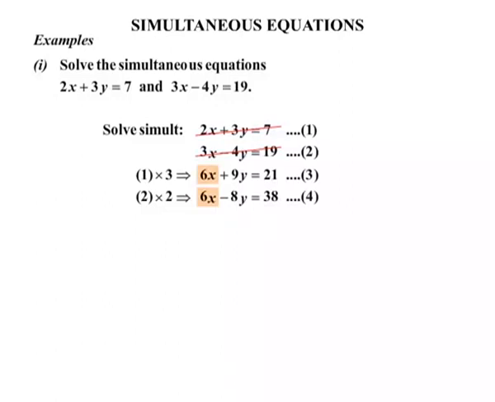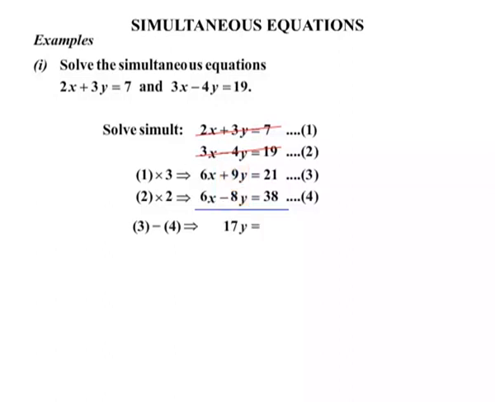Now, to get rid of these 6x's, we would just subtract them. Alright, so we're just going to say equation 3, take away equation 4. So we have 6x minus 6x, well that's nothing. Then we'll have 9y, and we're minusing minus 8y. So we've got minus 8y, that'll be plus. So we'll have 9y plus 8y, we'll get 17y.